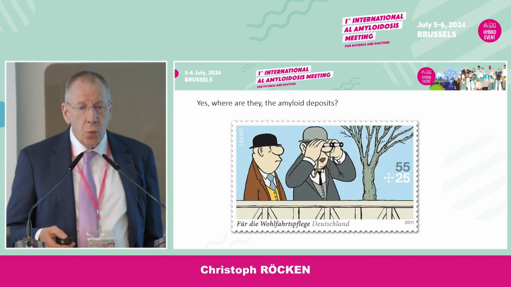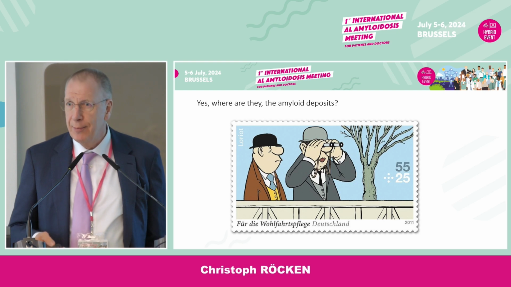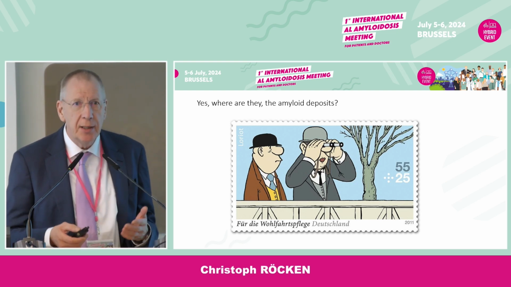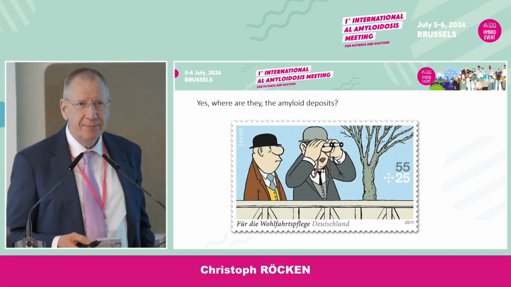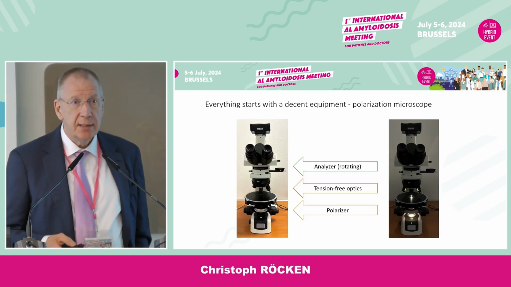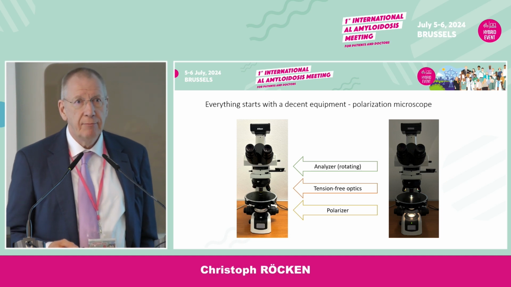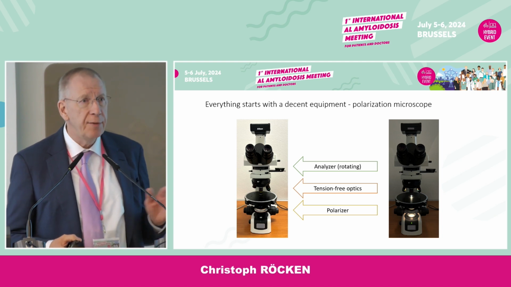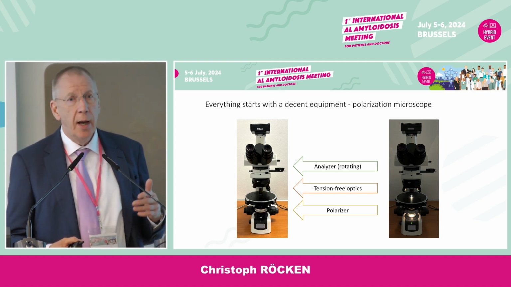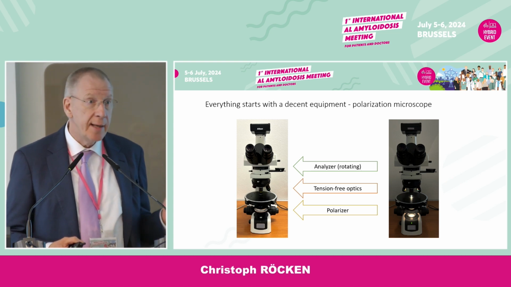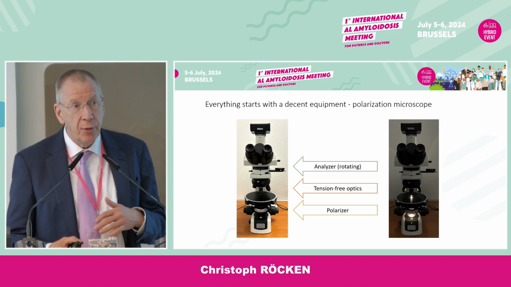So now, where are the amyloid deposits? When I'm a clinician and I've raised suspicion, where should I look? Everything starts with a decent microscope, and what you really need is a polarization microscope, because this is a special microscope. I get a lot of cases referred, query amyloid, and I say, no, there's no amyloid in it. Or yes, there is amyloid in it, where they had no idea.